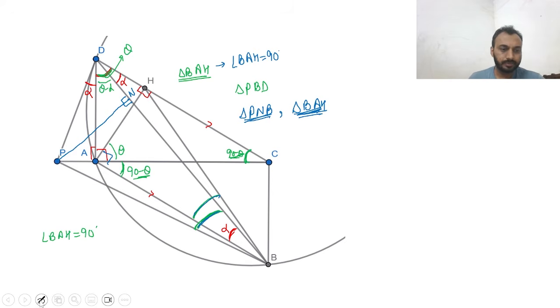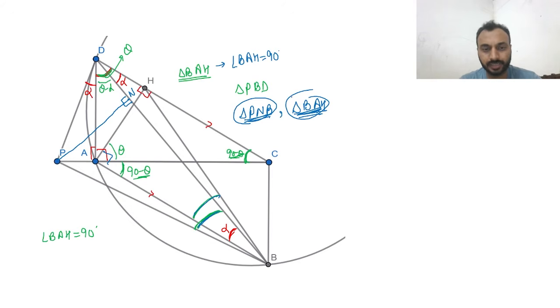So if we try to observe, we have to prove that these two triangles are similar, isn't it? Because from the proof, it is obvious that these two triangles should be similar, only then do we get the angles equal. As one angle is 90 already, we have it now common.